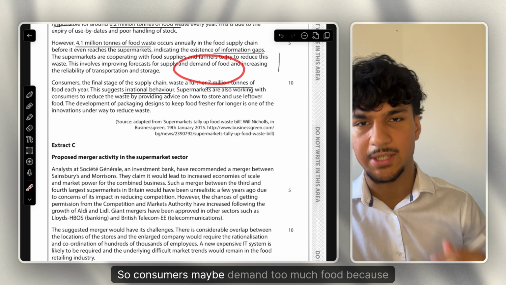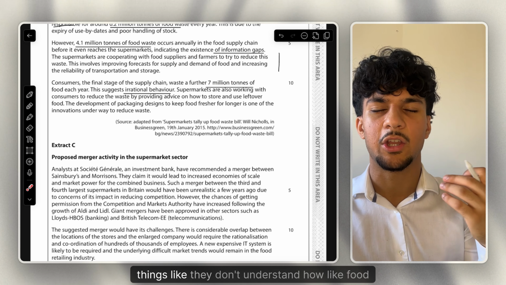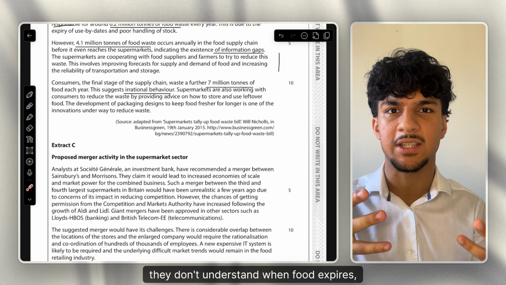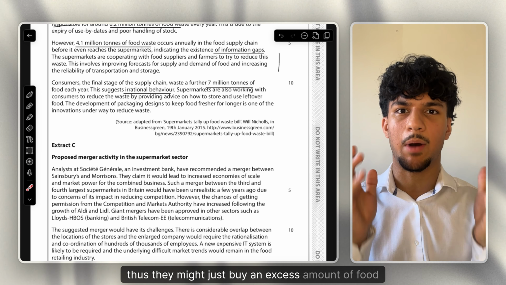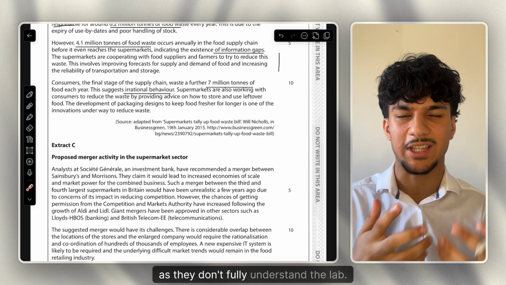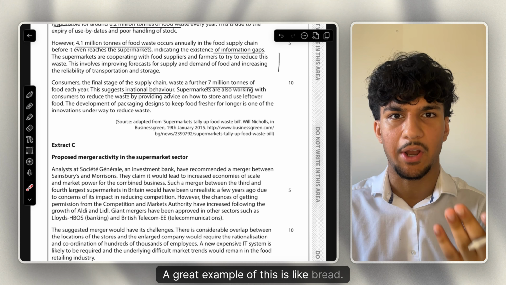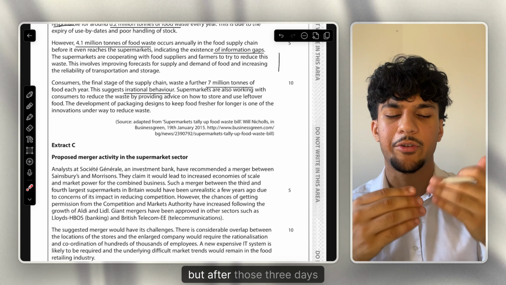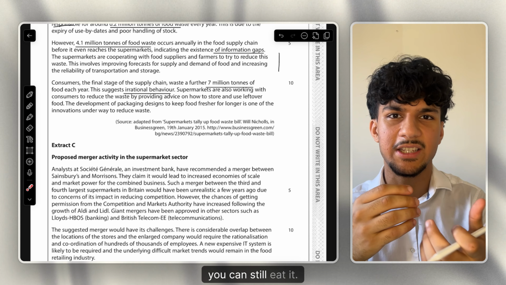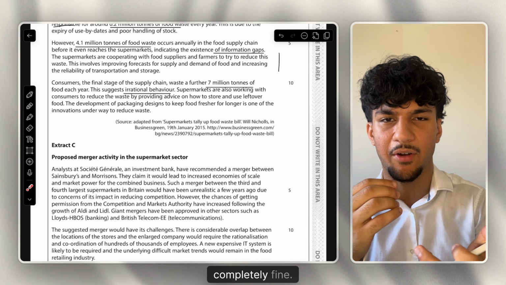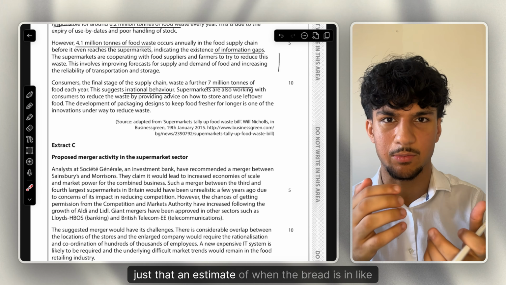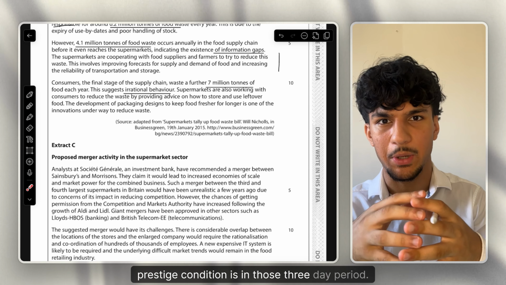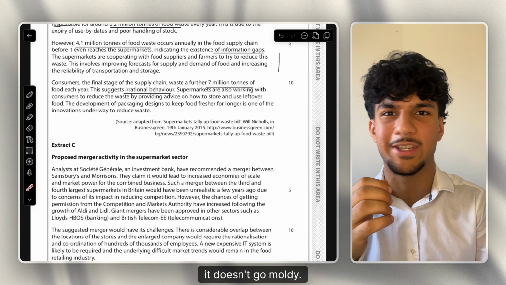So consumers maybe demand too much food because things like they don't understand how food labels work, they don't understand when food expires, thus they might just buy an excess amount of food as they don't fully understand the labels. A great example of this is bread. Bread has a best before date, which might be in 3 days, but after those 3 days, you can still eat it, and there's a lot of times where the bread will be completely fine. It's just an estimate of when the bread is in prime condition, in those 3 days, but it doesn't go moldy.